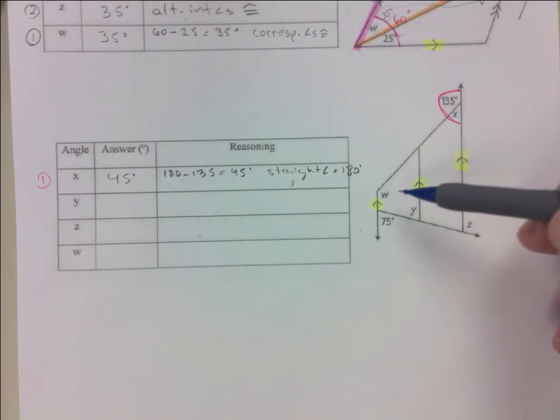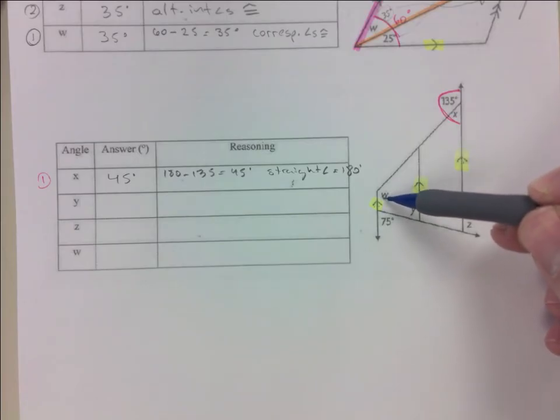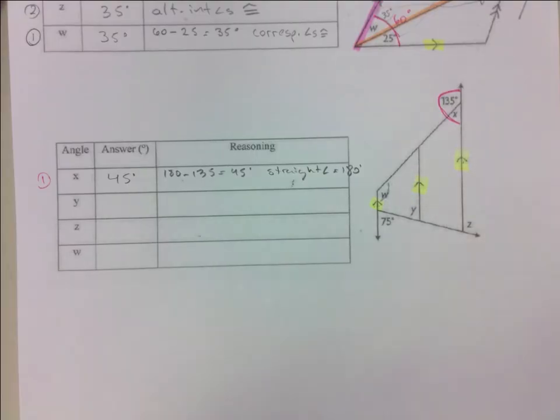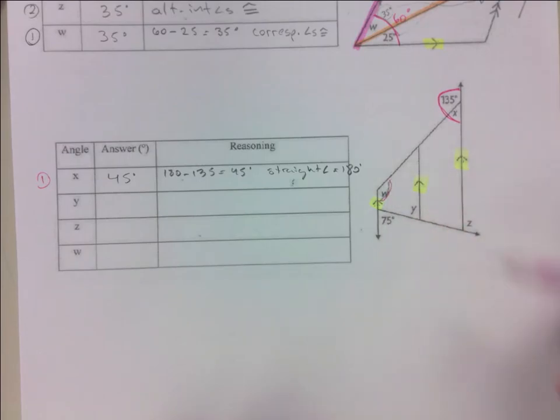Which other one? W is kind of tricky. W is this one right here. This is W, okay? So don't mix it up. It's this one right here. That's W.